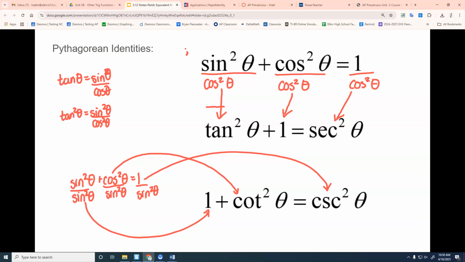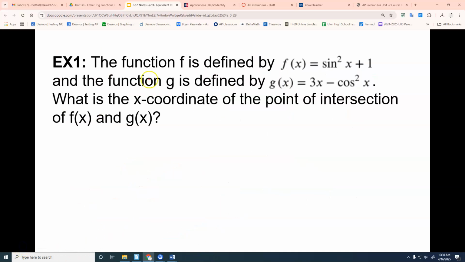All right, so these are facts that we have to know, and we're going to use them in both solving equations and writing equivalent expressions. So on the next slides, I've got several types of problems that you'll run into with this. We've got the function f is defined by x squared plus 1, and the function g is defined by 3x minus cosine squared x. What is the x coordinate of the point of intersection of f of x and g of x?